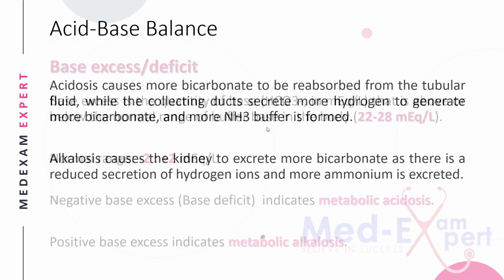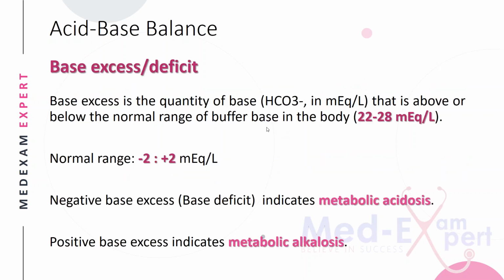As we also talk about bicarb, there is another concept that's very important to know, which also reflects the amount of bicarbonate in our blood. It is called the base excess and the base deficit. What is the base excess or the base deficit? It's simply the quantity of the base or bicarbonate which is above or below the normal range we have in our body, which is normally from 22 to 28 milliequivalents per liter, or 22 to 26 according to other references.